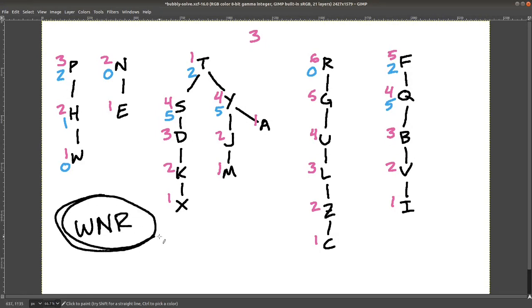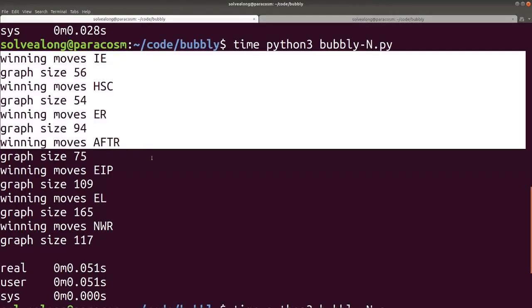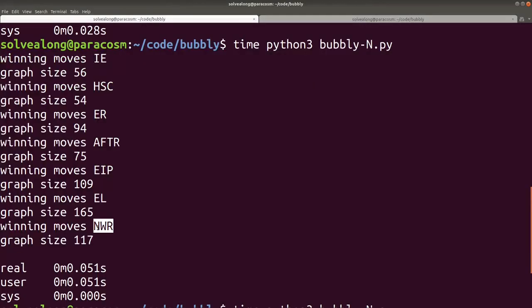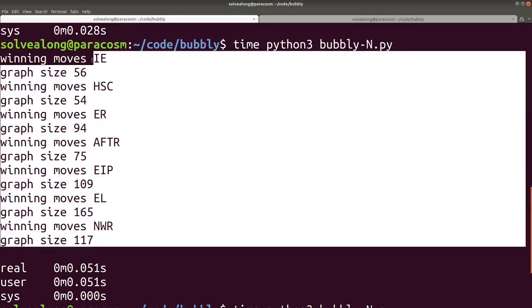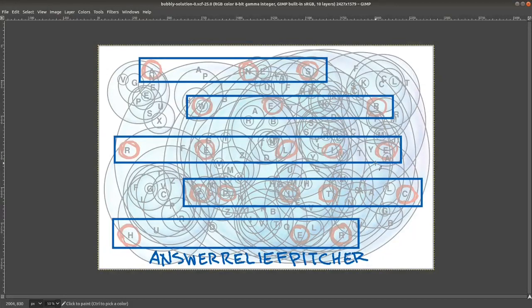All right, and that is how you solve Bubbly by hand. I have been checking the results we get against the program just to make sure that we were doing it right. And then the last step is the same as if you had done it with a program. You just circle all of the letters in each of them that are winning first moves and extract them across like this. All right, the end.